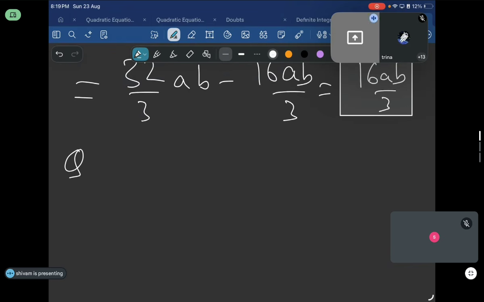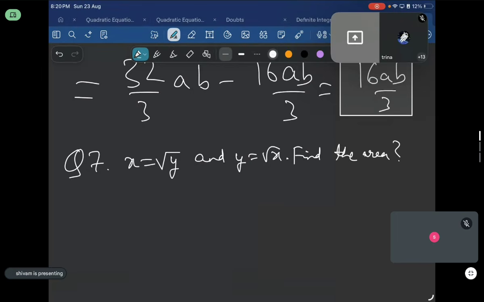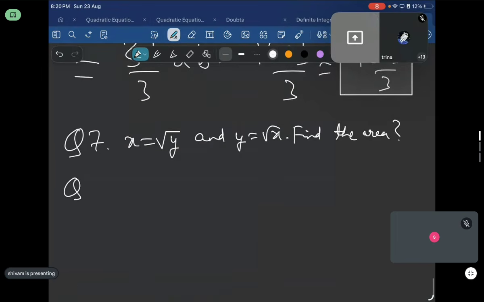Question number... What is the question number? 7. What is it? 10. No. x equal to root over y and y equal to root over x. This is a proof. Find the area. Solve everyone. Question number 8. Done.